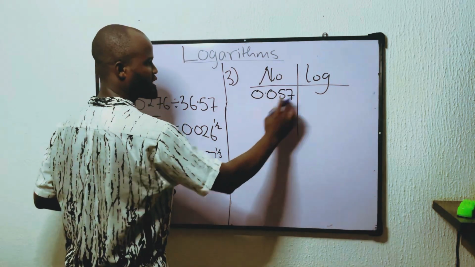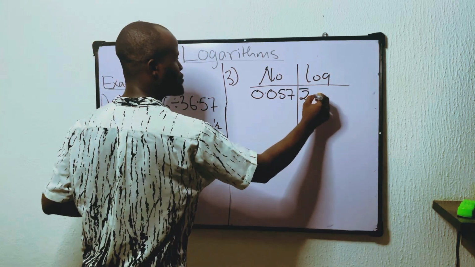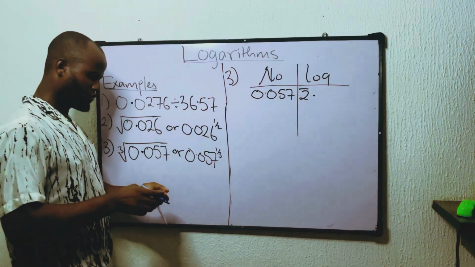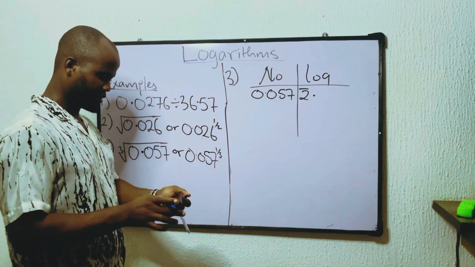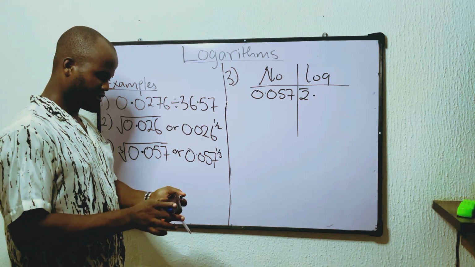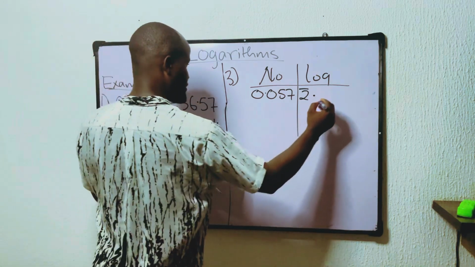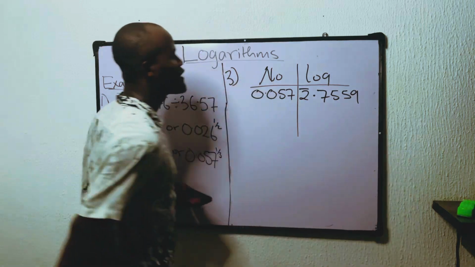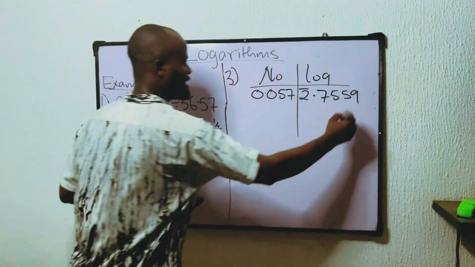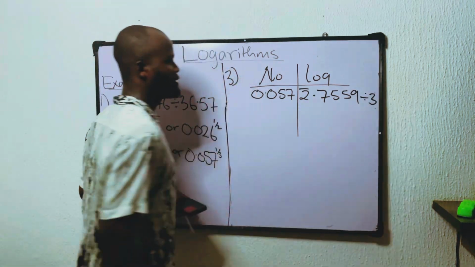2 leading zeros here means bar 2 point. So what is the logarithm of 5.7? The logarithm of 5.7 gives us 0.7559. Okay, so we're dividing this by 3.